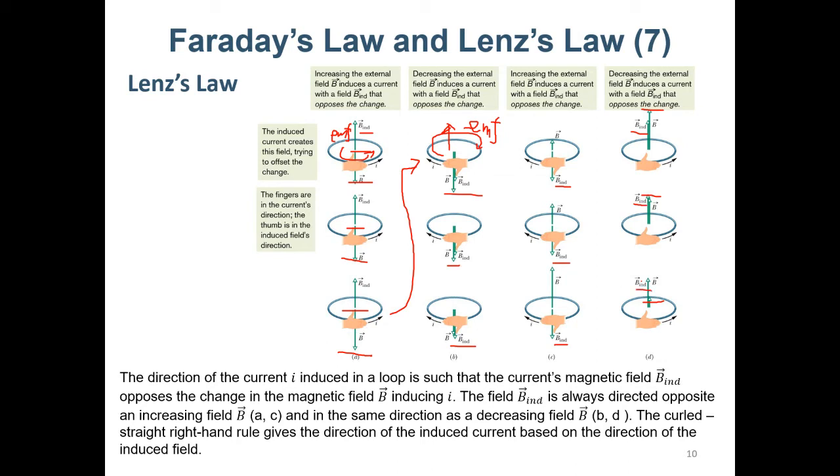So the induced B field is not related to the direction of the external B field. It only relates to the changes. So you cannot just look at the B field and then determine the induced B field. You need to take the derivative with respect to time, which means the rate of change is related to the direction of the induced B field. So this is what Lenz's law mentions.